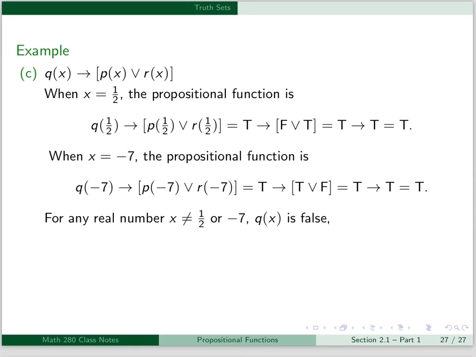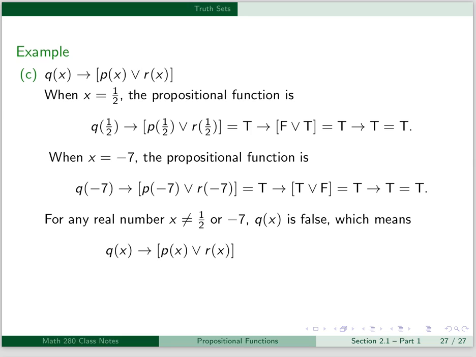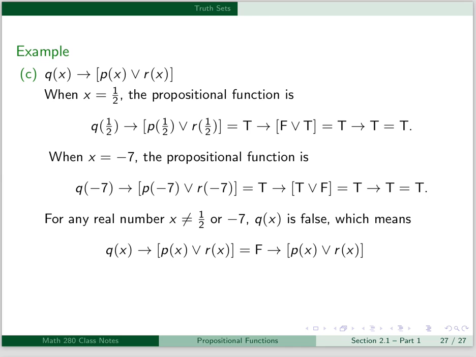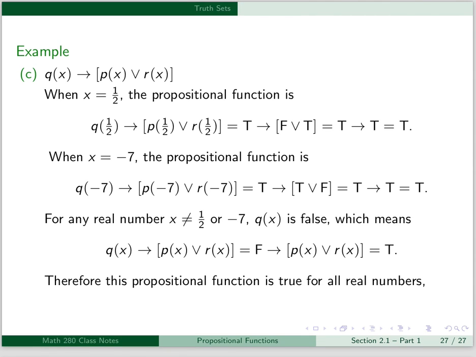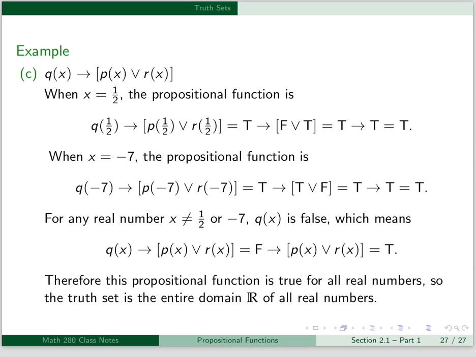And for any other real number x not equal to 1/2 or -7, q of x is false, which means the propositional function q of x implies p of x or r of x will be false implies p of x or r of x, which is true, since a conditional with a false hypothesis is always true. Therefore, this propositional function is true for all real numbers, so the truth set is the entire domain R of all real numbers.